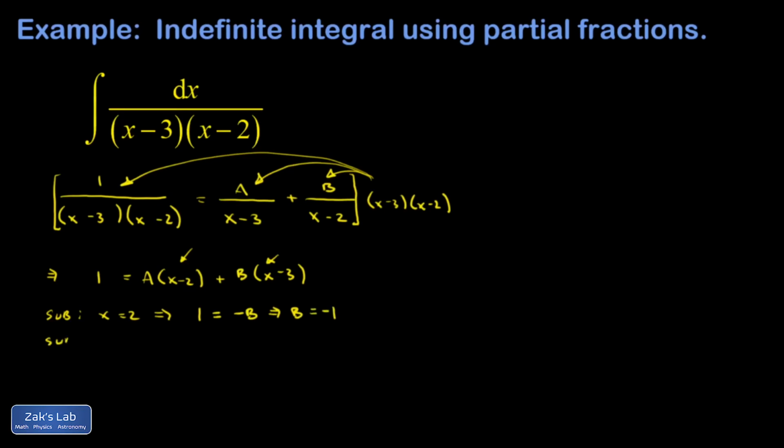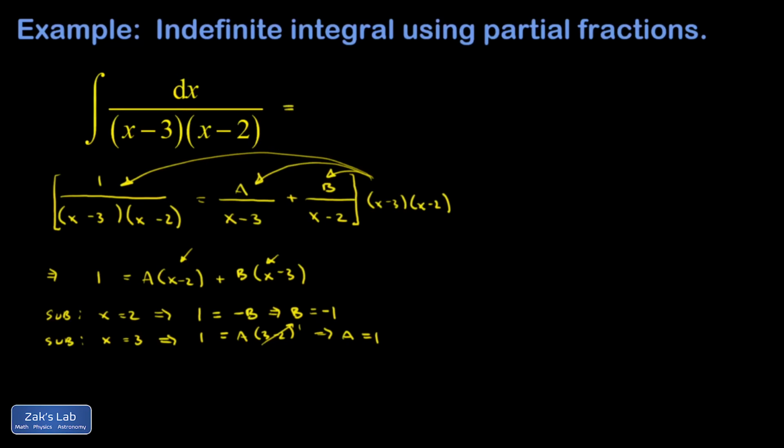Then I do another substitution. Let x equal 3. Then the B containing term is going to vanish, and the A containing term is going to have a 3 minus 2 on it, in other words, a 1. And I end up with A equals 1.